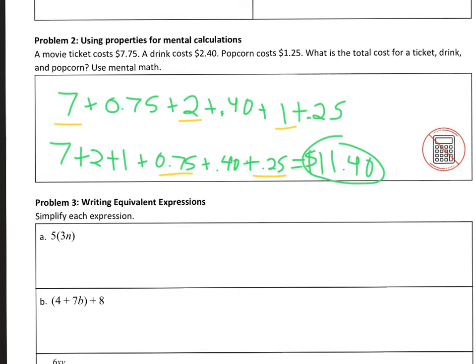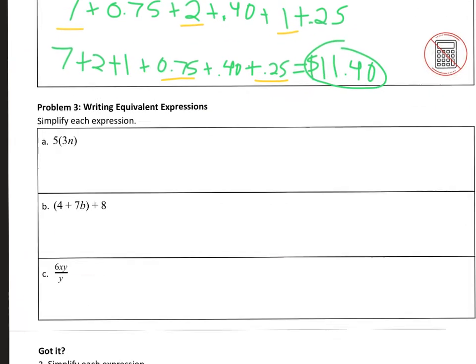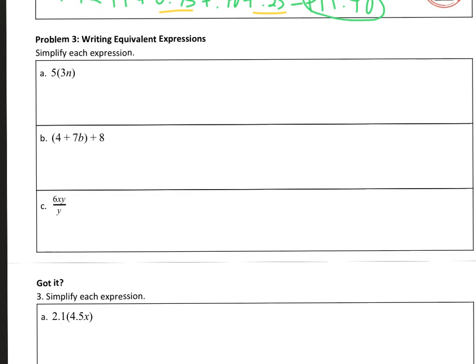So sometimes when you're adding costs together, it helps to break it apart into the whole dollars versus the partial dollars, or the cents, the decimals. So that's a case where that works out kind of nicely. So again, could you use a calculator? Absolutely, but I like the practice of just getting stronger with your mental math skills, right? So that's problem 2. Problem 3, writing equivalent expressions.